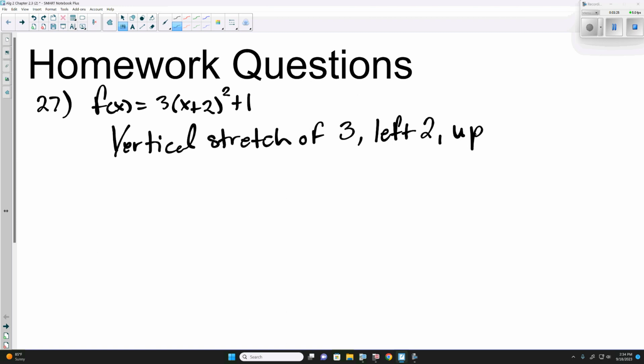And then, does it ask for the vertex? Then identify the vertex. Yep. The vertex is our H comma K. So the H value from inside would be -2. And that's it. Okay.